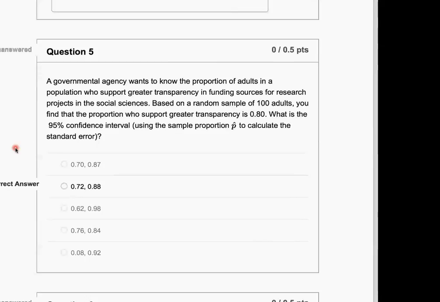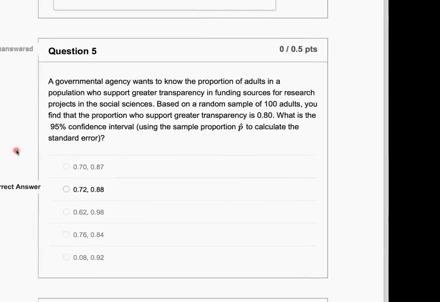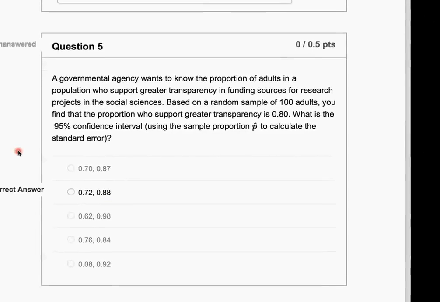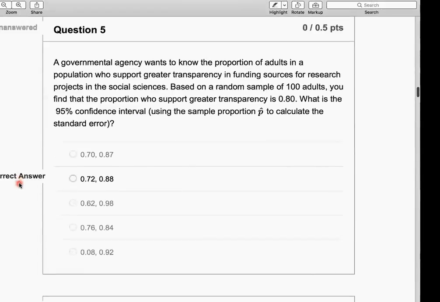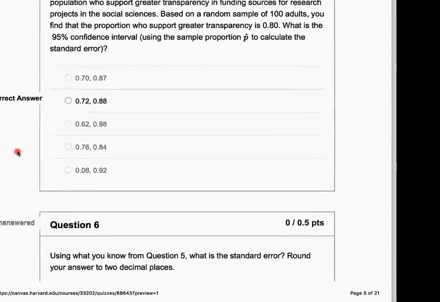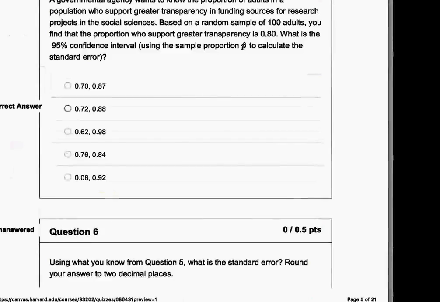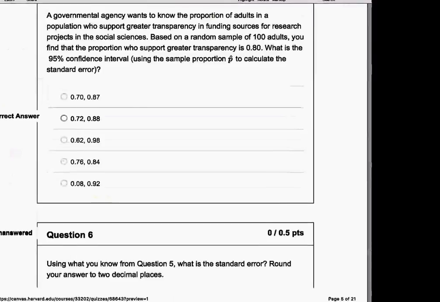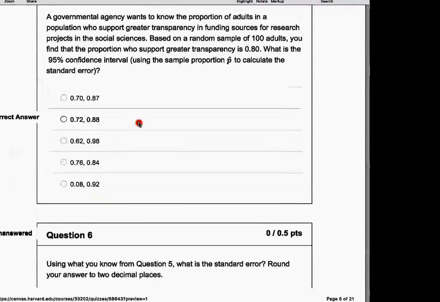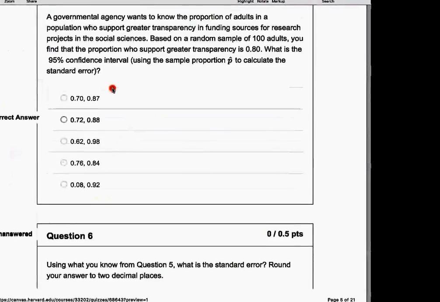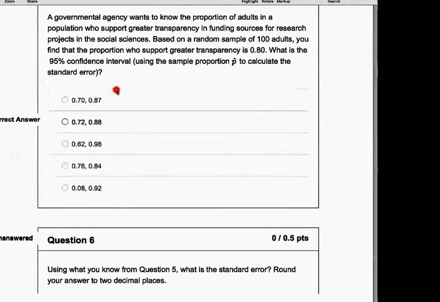So if we look at question 5, we're again asking for you to calculate the 95% confidence interval. Here, the logic is essentially the same, using the sample proportion p hat to calculate the standard error. So I'm not going to talk too much about the margin of error. Just keep in mind the margin of error is essentially 1.96 times the standard error.